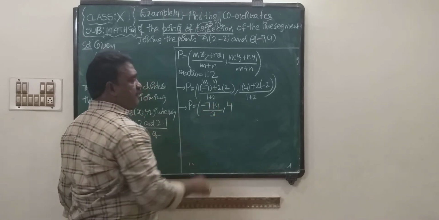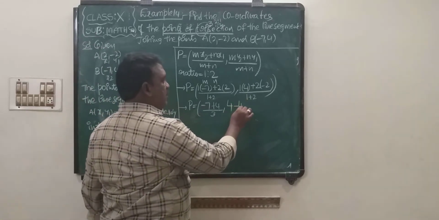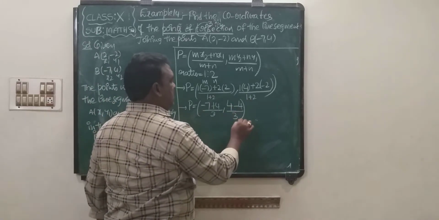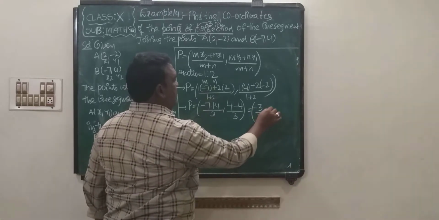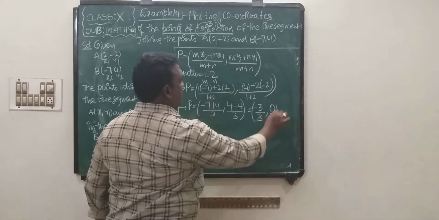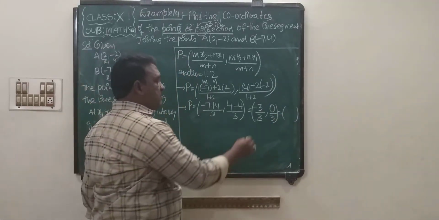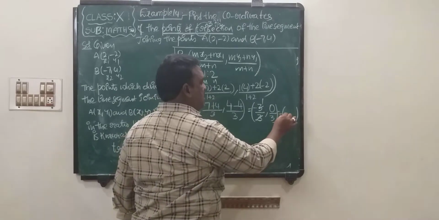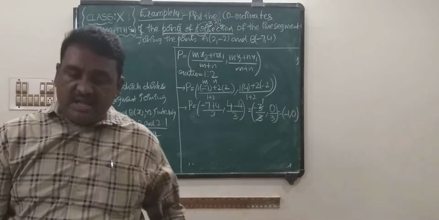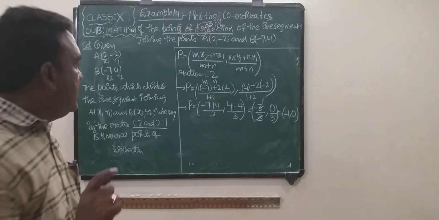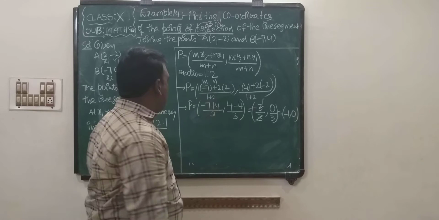Then P equals (-7 plus 2 twos are 4) by 3, (1 four is 4 plus 2 times -2, that is -4) by 3, which is -3 by 3 comma 0 by 3. What is -3 by 3? 3 cancels one time, so -1 comma 0. So the first one is completed: with 1 is to 2 we get -1 comma 0.